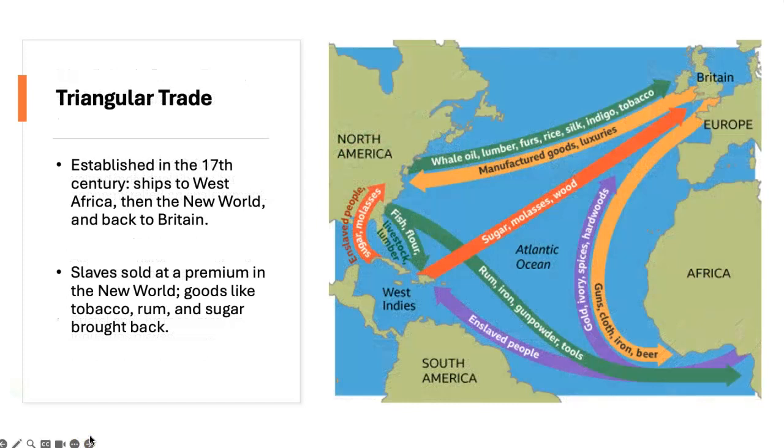Beginning in the 17th century, so the 1600s, a triangular trade had been established, which saw ships sail to the west coast of Africa to buy or kidnap human cargo, voyage across the Atlantic to the New World, where those slaves would be sold at a tremendous premium, and then, in the third leg of the triangle, return to Britain carrying the colonial goods that fed Europeans' growing appetites for things like tobacco, rum, and sugar.